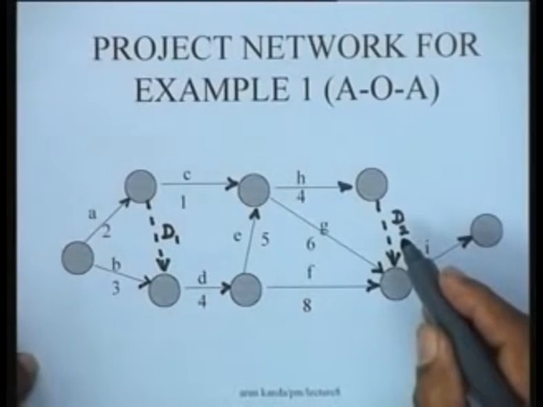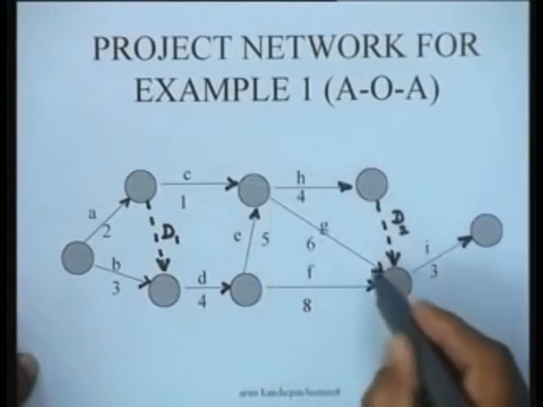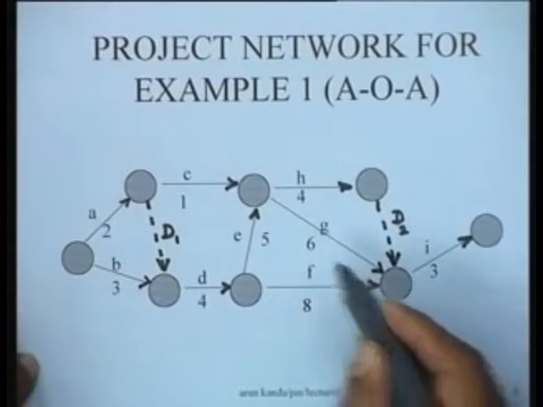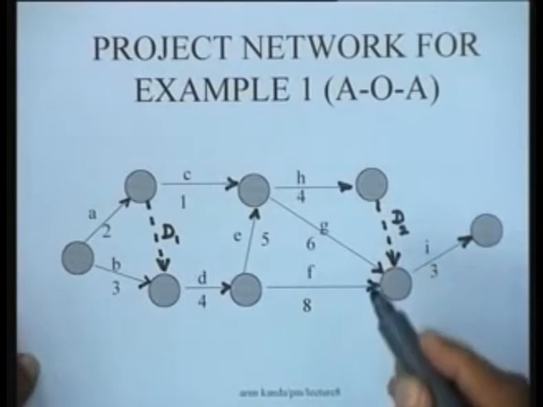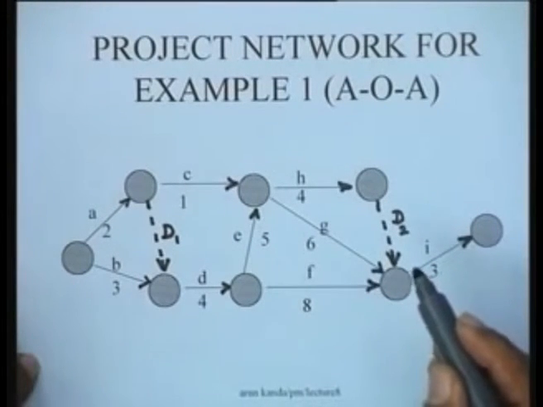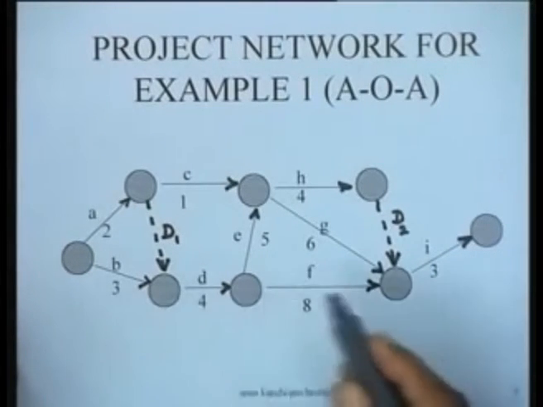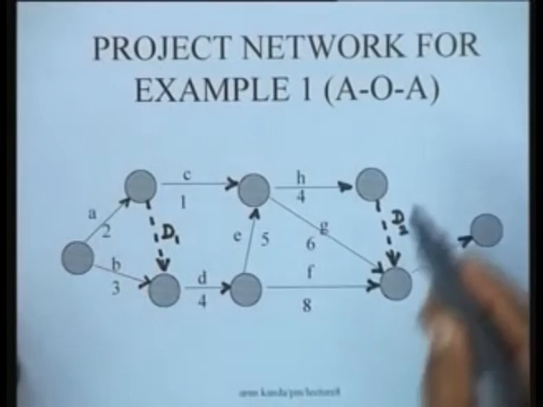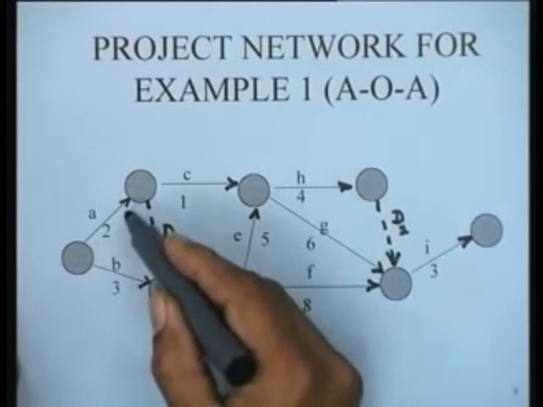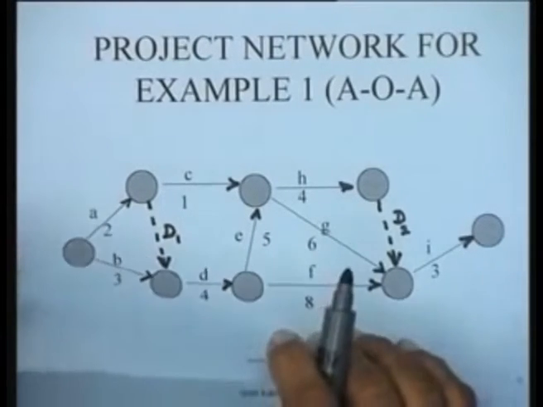It is not a logical dummy, but it is a dummy which is necessitated by the fact that activities G and H are in parallel, and therefore, for uniqueness of activity representation, I have had to introduce this particular dummy D2. So, these are the two dummies which have been introduced in this network, and we have indicated here the activity durations adjacent to the arcs. Notice that in the AOA representation, it is the arcs which represent the activities, so the durations of the activities are shown adjacent to the arcs.